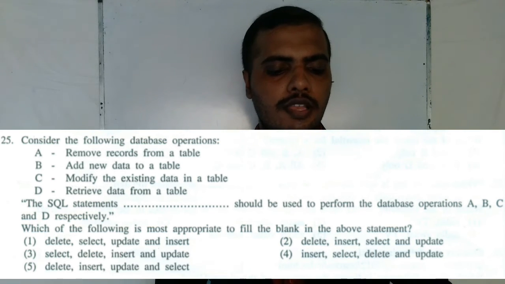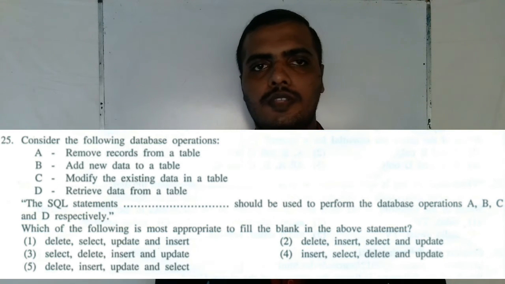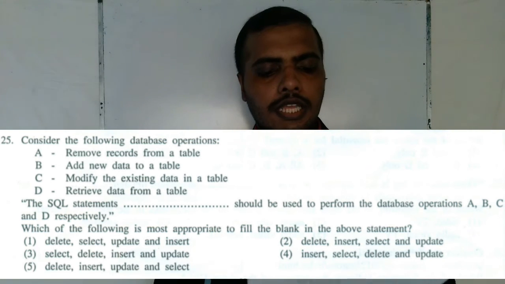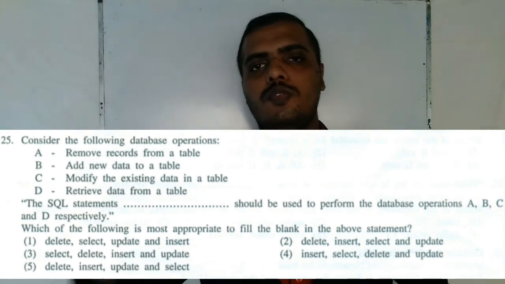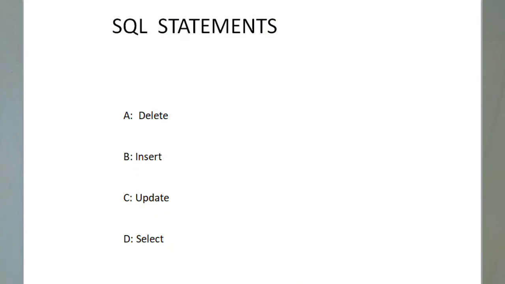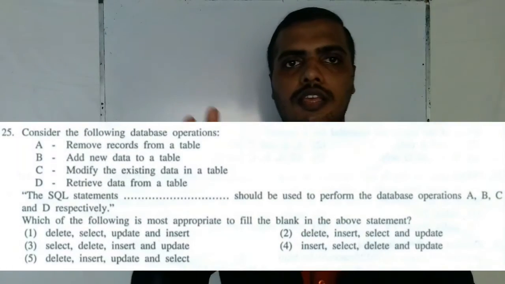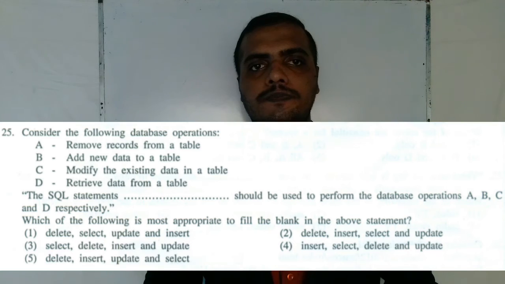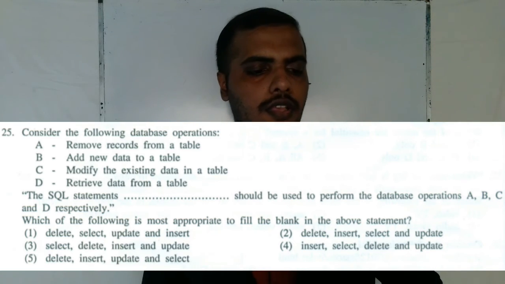C, modify the existing data in a table. It's update. Update table name set, you know these things. D, retrieve data from a table. Retrieve means you use select. So the order is, for A it is delete, for B it is insert, for C it is update, for D it is select. So delete, insert, update, select. Coming back to the question, the answer is 5. For the 25th question, the answer is 5.